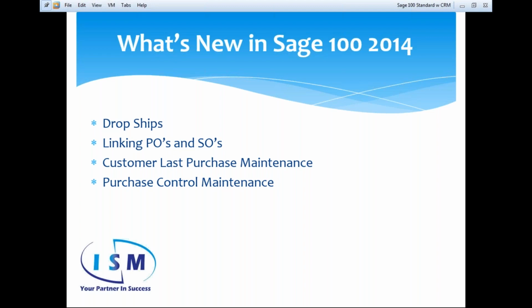Likewise for sales folks, they may not be aware that they can research customer history fairly easily when they're actually in a sales order. So if a customer calls and says, hey, I might be interested in purchasing this specific item, you can actually quickly take a look to see what they've purchased in the past and maybe make some recommendations.